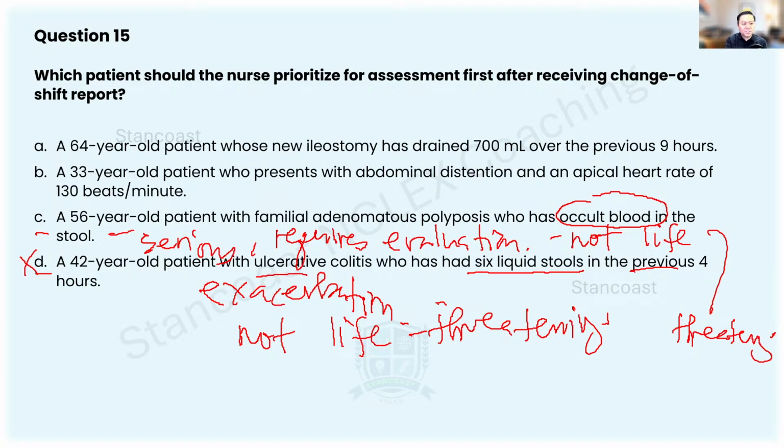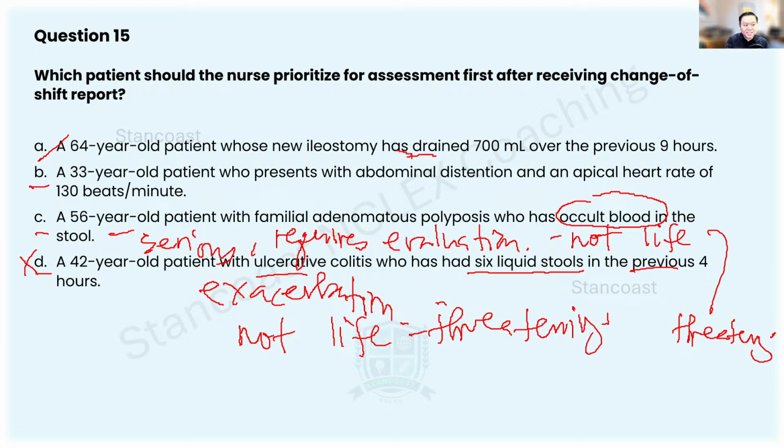Now let's take a look at letter A. A 64-year-old patient whose new ileostomy has drained 700 mL over the previous 9 hours. What do you think about that? Large output. Yeah. New ileostomy, this is an expected finding, 700 mL. It will require assessment, but it is not life-threatening as well. We don't have any other choice but letter B.